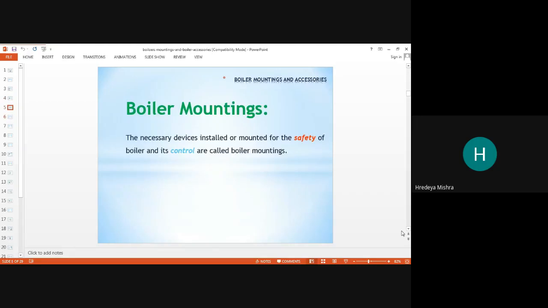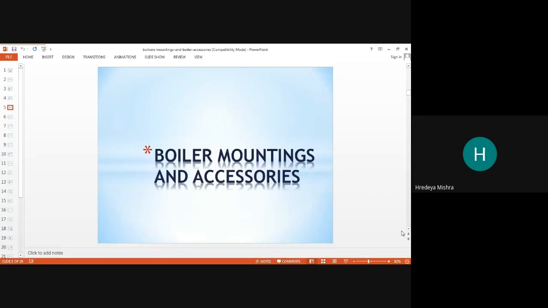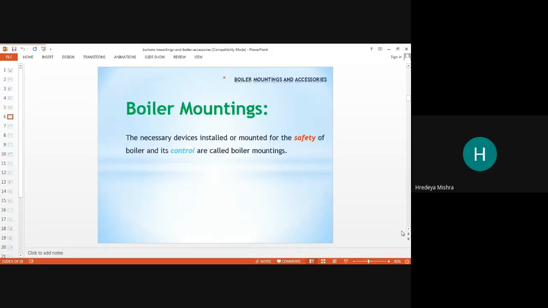Now, boiler mounting and accessories. Okay. So first, boiler mounting. What is the boiler mounting? I already told you the definition. The necessary device or component installed or mounted for the safety of the boiler and its control is called boiler mountings.